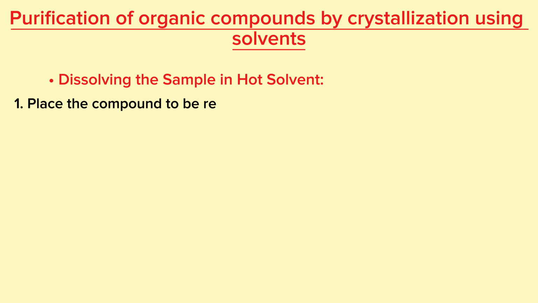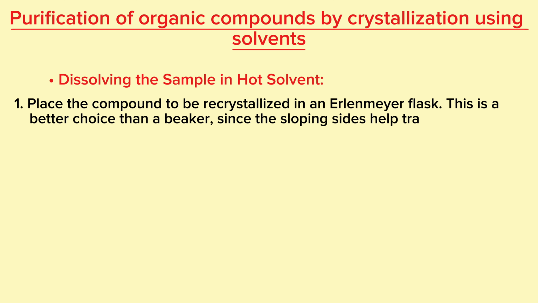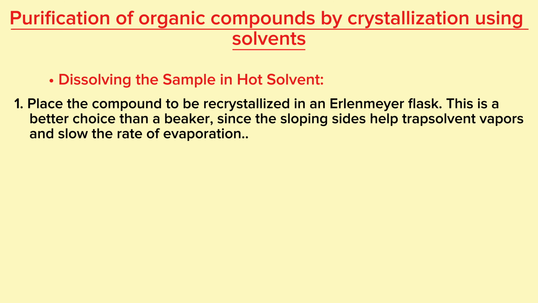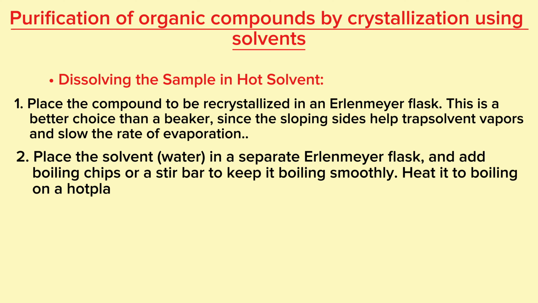This is a better choice than a beaker, since the sloping sides help trap solvent vapors and slow the rate of evaporation. Place the solvent water in a separate Erlenmeyer flask and add boiling chips or a stir bar to keep it boiling smoothly. Heat it to boiling on a hot plate.